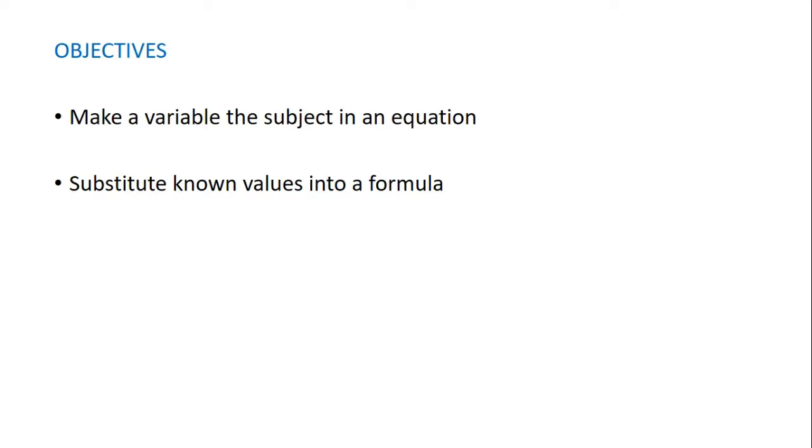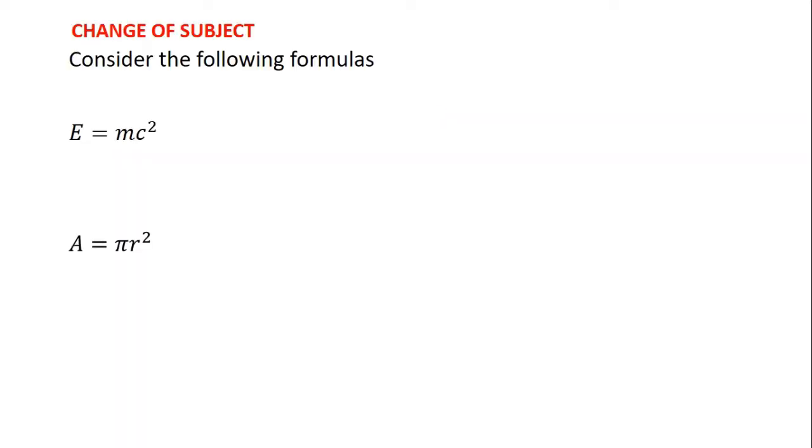Let's learn more about change of subjects. Let's consider these formulas or equations. The first one is E is equal to mc squared, and the second one is A is equal to pi r squared. Let's concentrate on the first one for now. We can see in this equation that E is on the left hand side with no variable attached to it. That is, E is alone. On the right hand side, we have m and c squared. Because E is alone with no variable attached to it, E is said to be the subject of the equation.